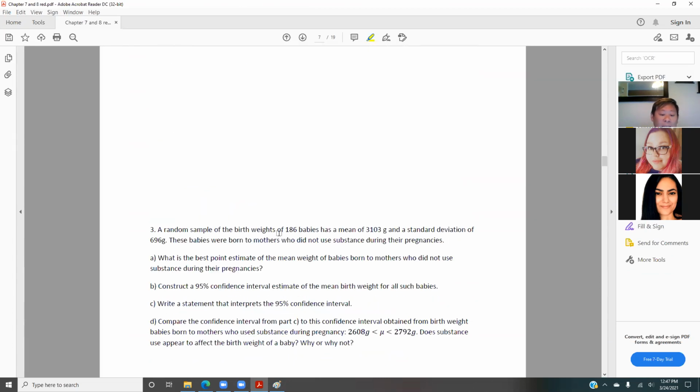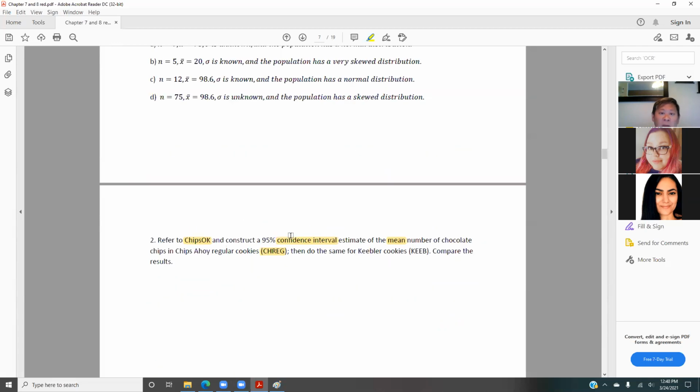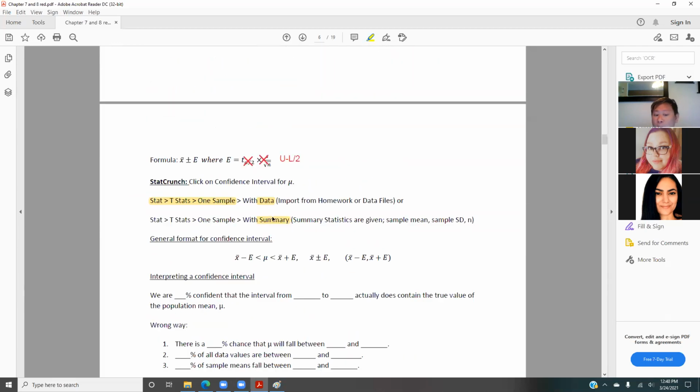Like number 2, they give you how many babies, this is the mean, this is the standard deviation, and so on and so on. Since this question already provides us what we call the statistics, the mean and the standard deviation, then you will pick option number 2 to do it. So make sure you know which option to use, and it's pretty much straightforward.